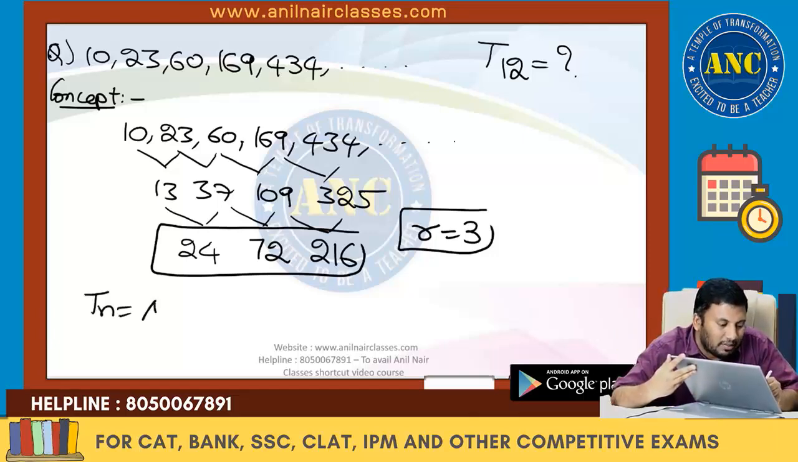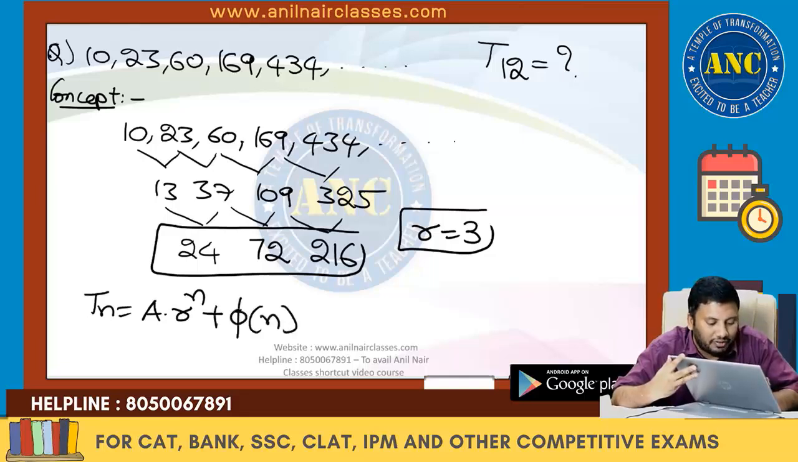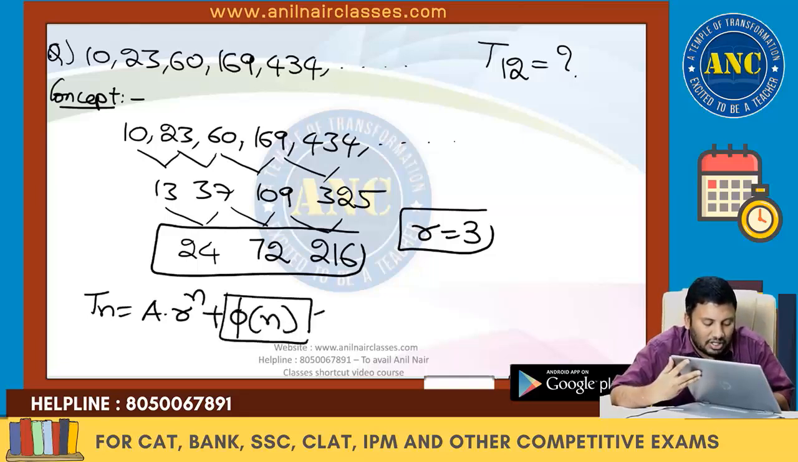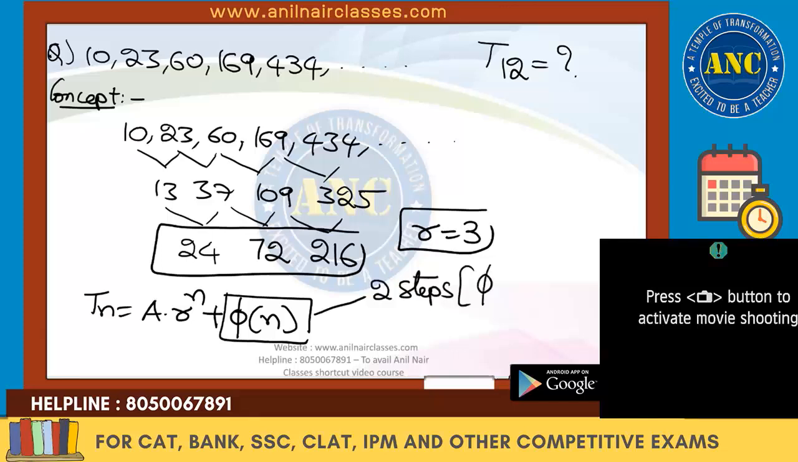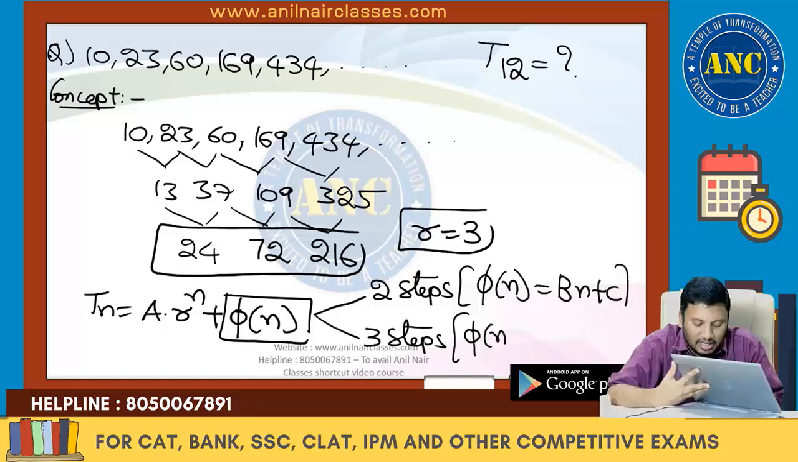Tn is nothing but a into r power n plus phi of n. Phi of n is a function. If the ratio is the same in 2 steps, then phi of n is a linear function bn plus c. If the ratio is the same in 3 steps, then phi of n is a quadratic expression bn square plus cn plus d.